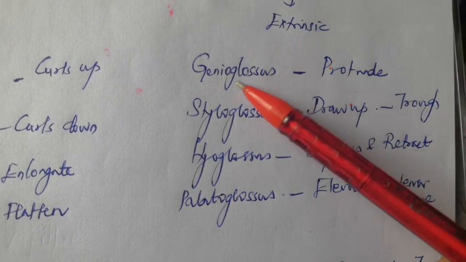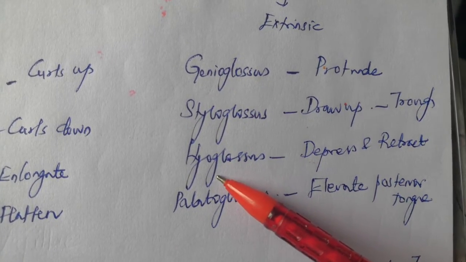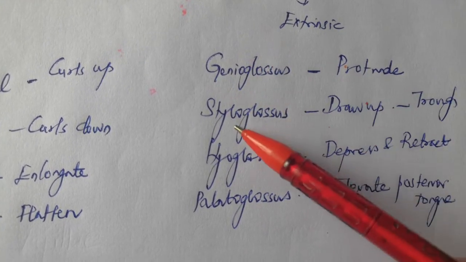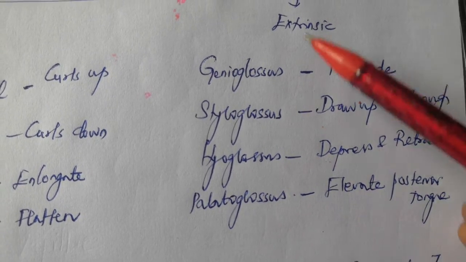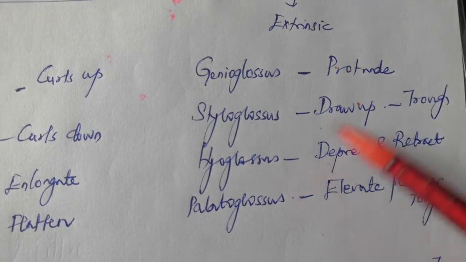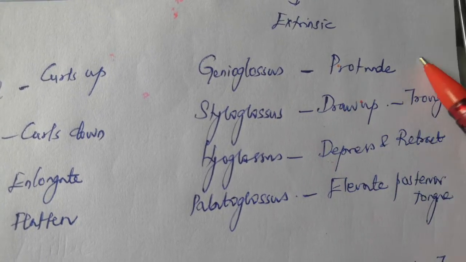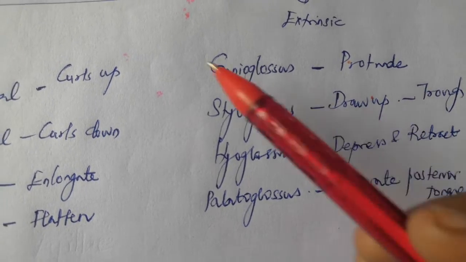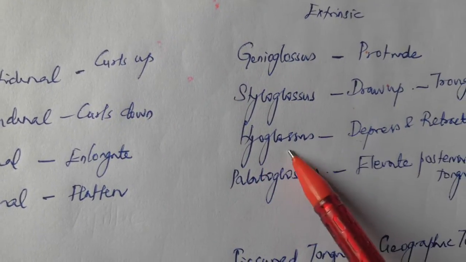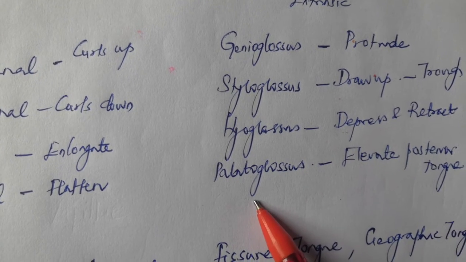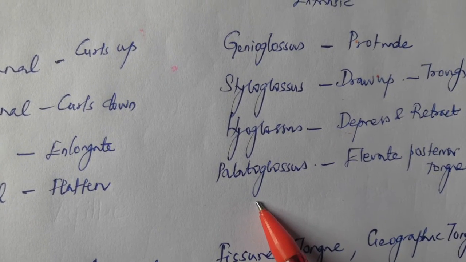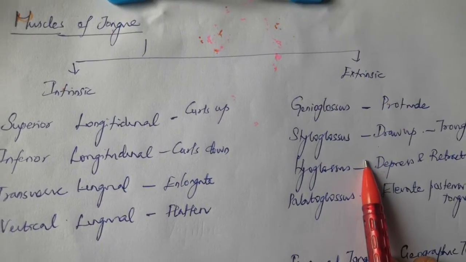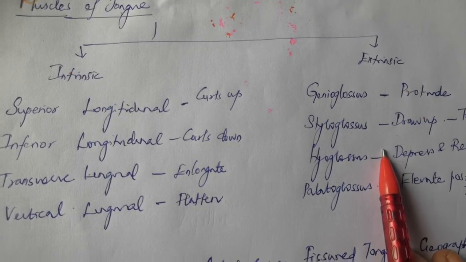As we all told, they are attached to the mandible, styloid, hard palate, and hyoid bone, all originating from the same attachments: genioglossus, styloglossus, hyoglossus, and palatoglossus. What is the action produced by these extrinsic muscles? Genioglossus will protrude the tongue. Styloglossus will draw up the tongue, like the superior longitudinal. Hyoglossus will depress and retract the tongue, and palatoglossus will elevate the posterior part of the tongue. So these are the two types of muscles of the tongue and their actions.